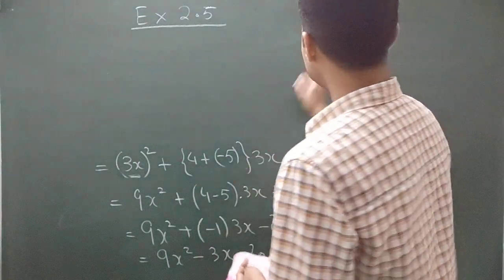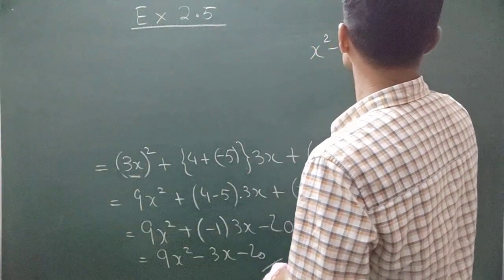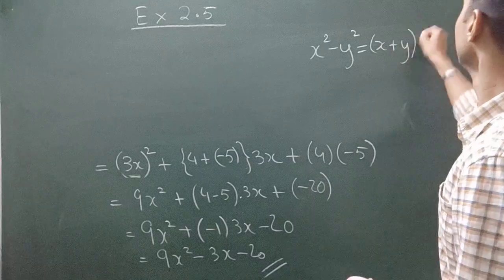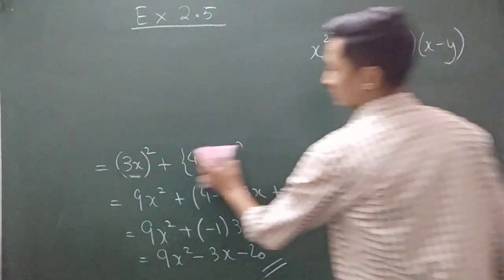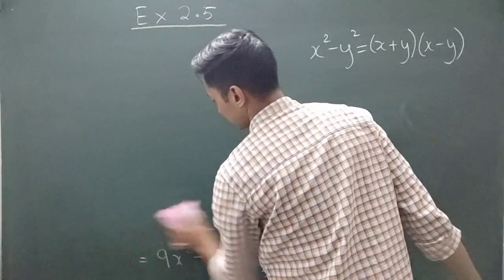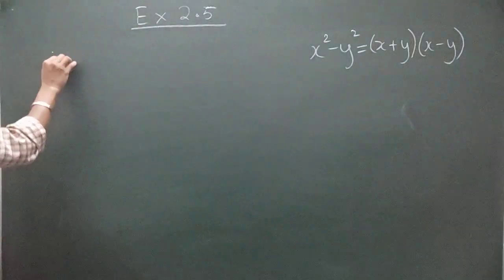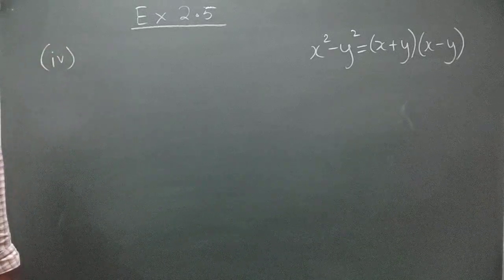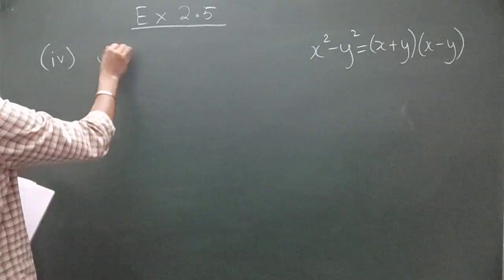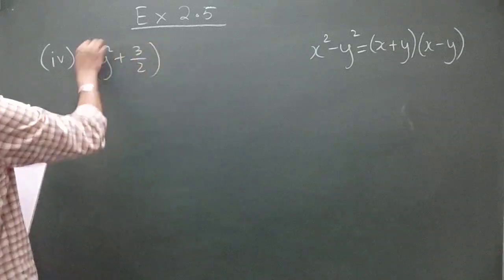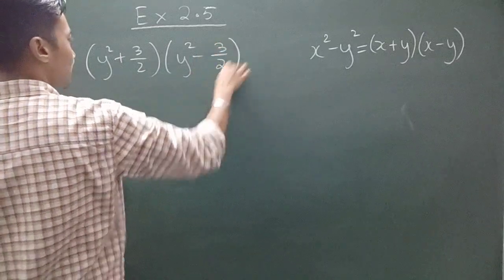Now for the next two questions, I believe we will be needing this identity: x square minus y square is (x plus y) into (x minus y), or vice versa. Number 4, the fourth sub question, is y square plus 3 by 2, y square minus 3 by 2.